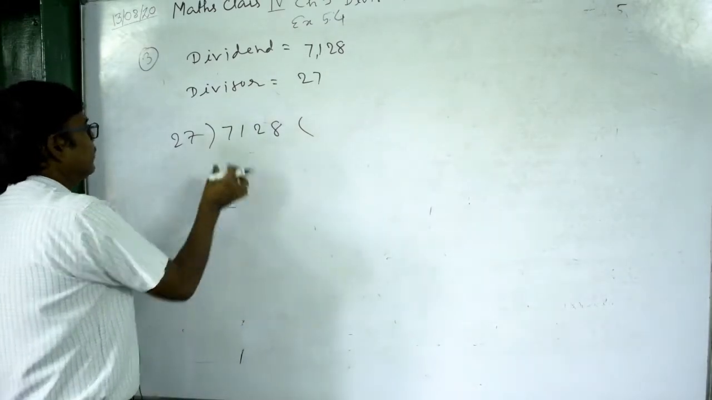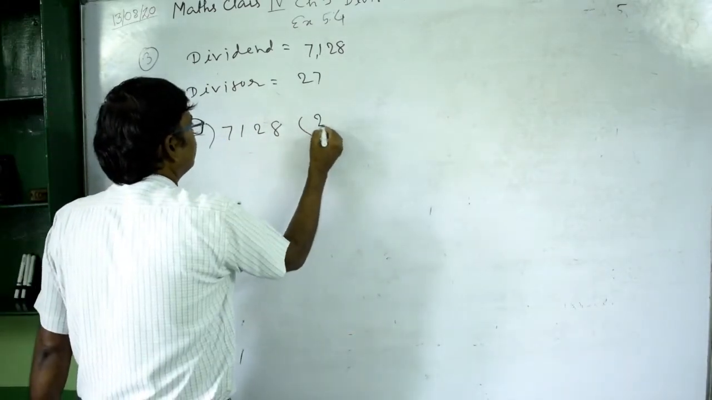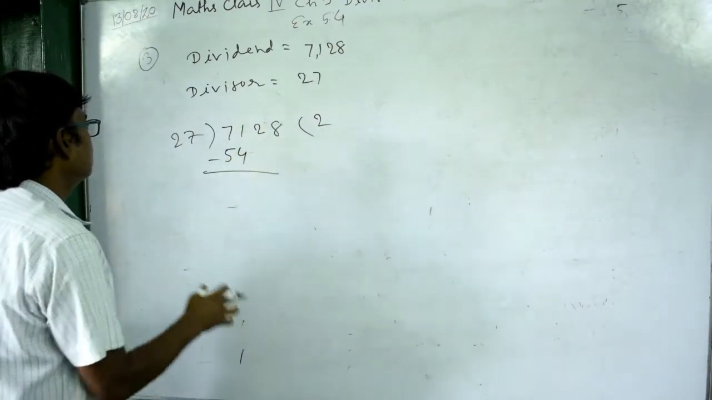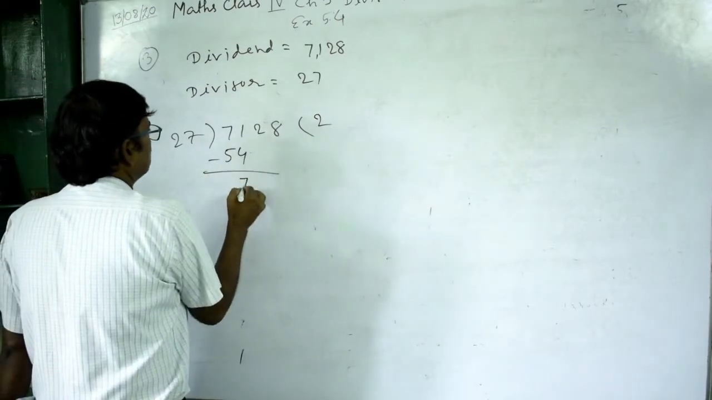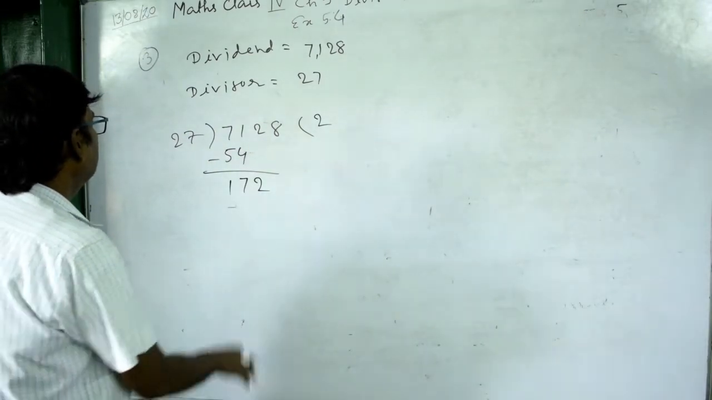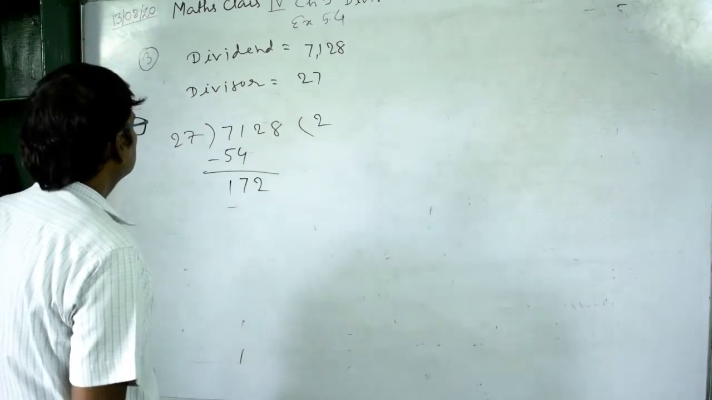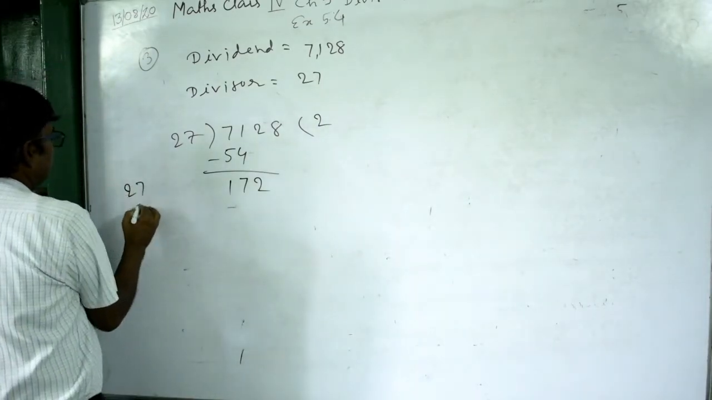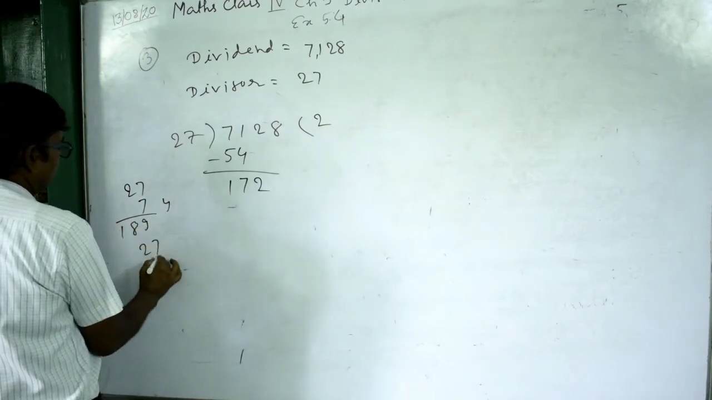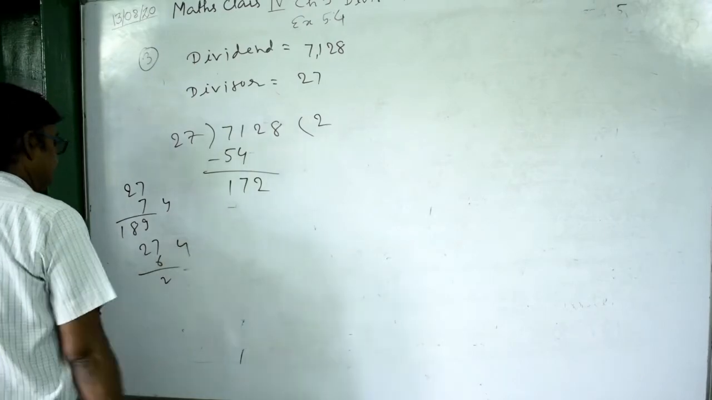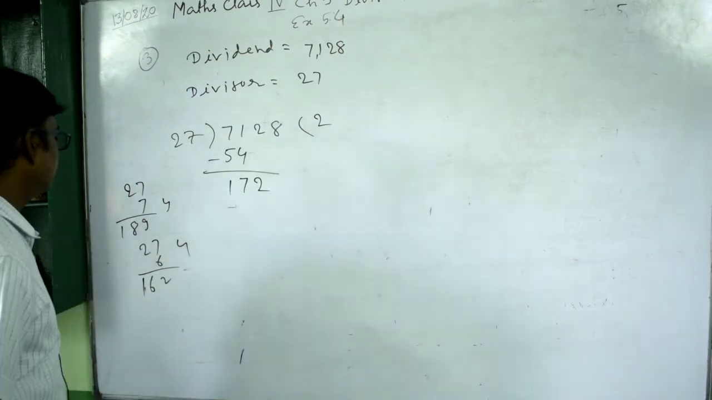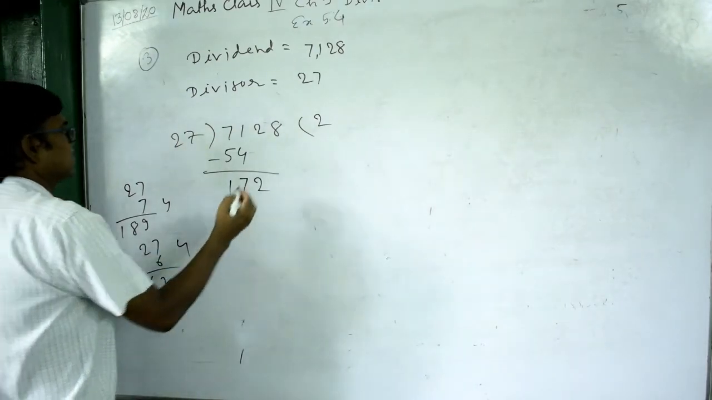So 81 is larger than 71. So 27 times 2 is 54. Then it will be 7 here and 1. Then 2 will come down. Now how many times will 27 go into 172? 27 times 7? Try 7. No, it will not go by 7. Then it will go by 6, I think. Yes, it will go by 6. 7 sixes are 42. Okay, then write here 6.